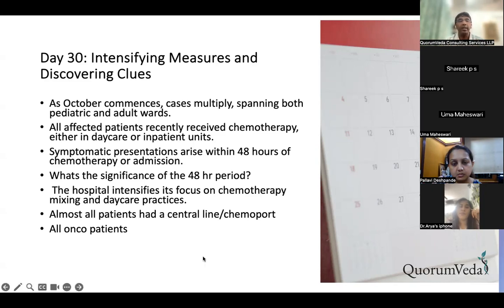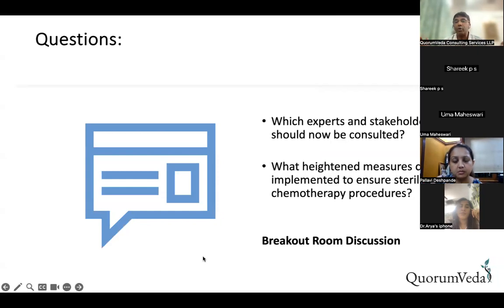The plot is thickening. We need a breakout room now. Cases are multiplying in the hospital. We have no clue what's happening. Culture reports are pending. We need help. So far, all environmental samples are negative. All fluid samples sent are negative. We looked for common drugs, and drug samples are negative. Environmental samples are negative, except the patient number keeps piling up.